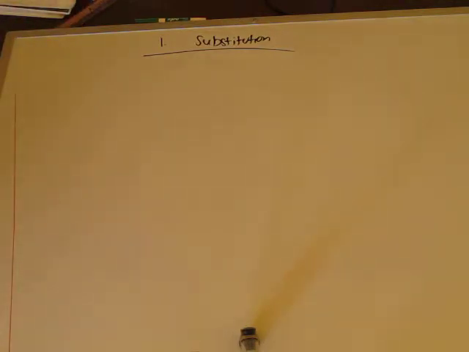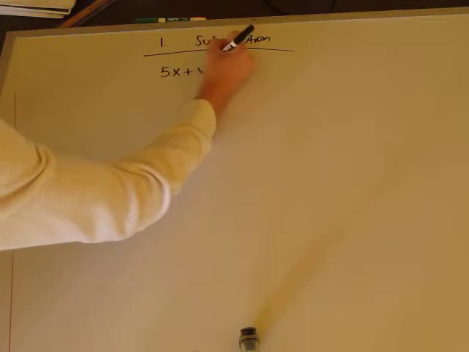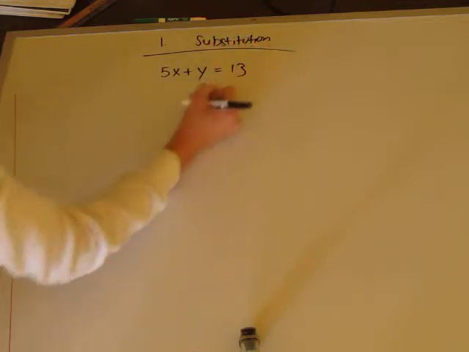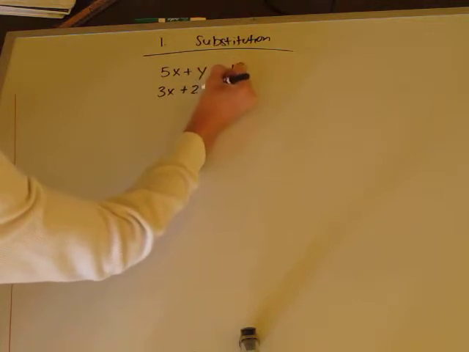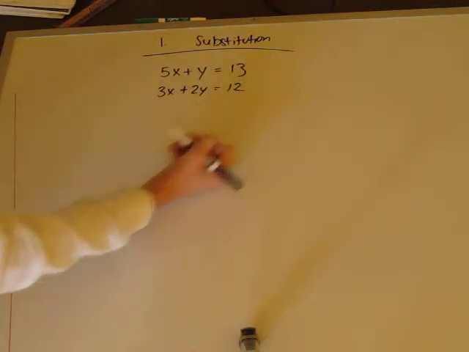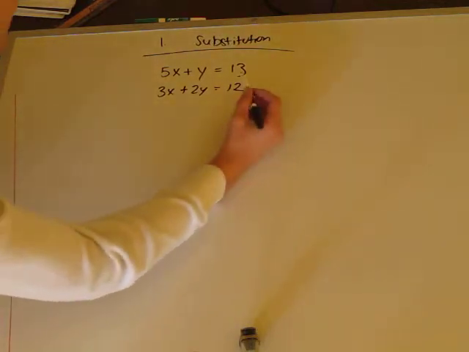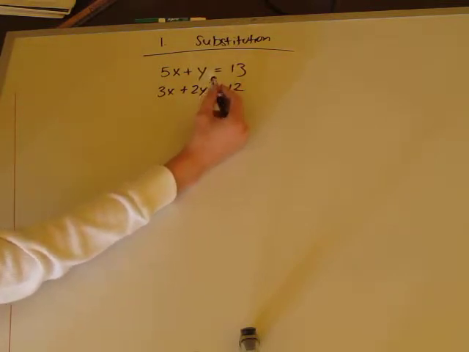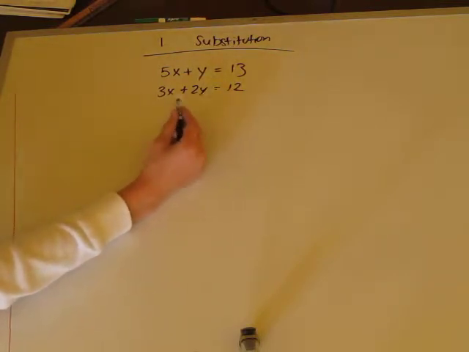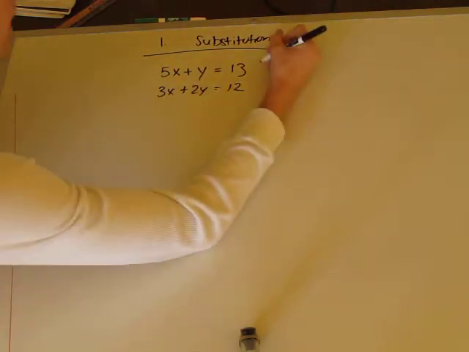Okay, so our first equation is 5x plus y equals 13. And our next is 3x plus 2y equals 12. So we can solve for y from this equation very easily because y is by itself. And here it's 2y. So we'd have to subtract the 3x over and then divide by 2. This one's easier to work with.